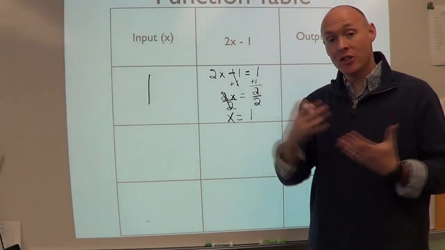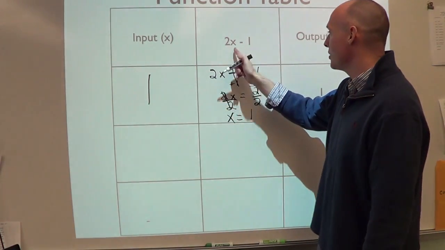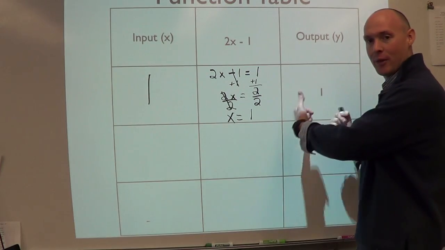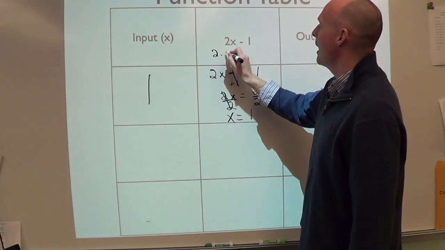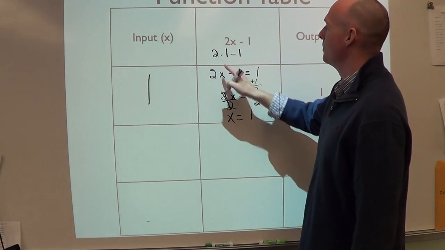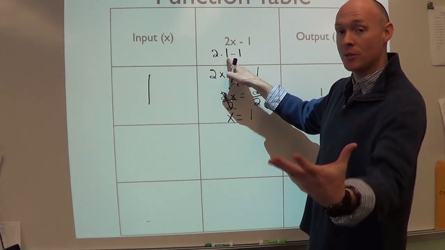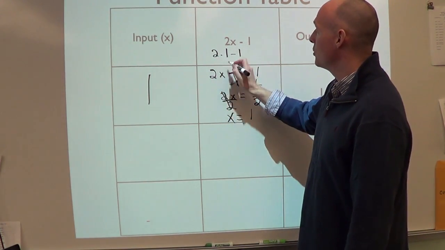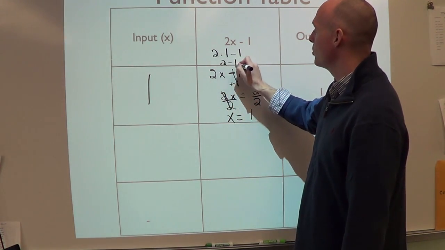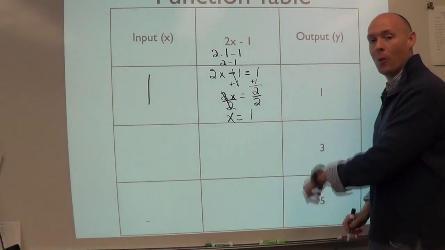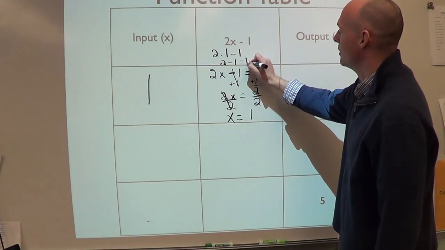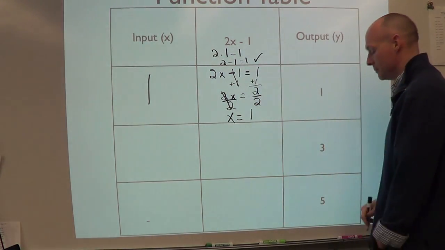There is a way to check. Let's just substitute in my x, and let's see if we get the correct output. So 1. So 2 times 1 minus 1. Order of operations, we do multiplication first. 2 times 1 is 2 minus 1. Does 2 minus 1 equal 1? It does. So we're good to go.